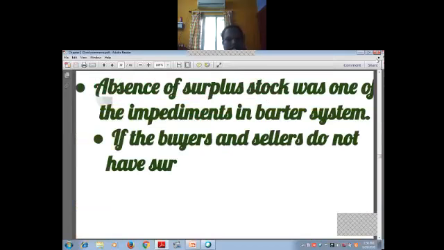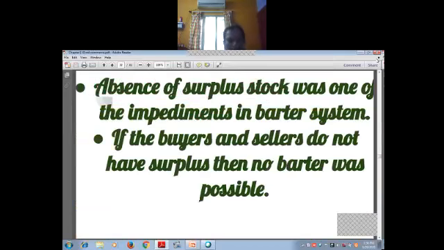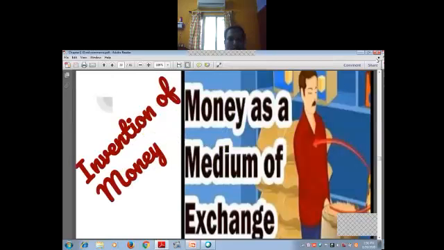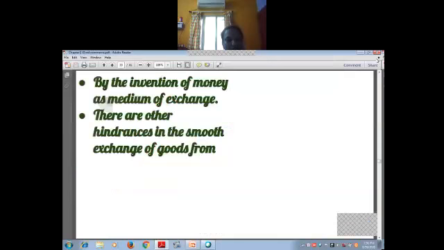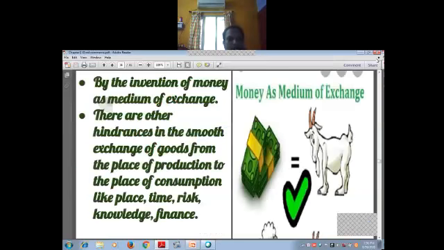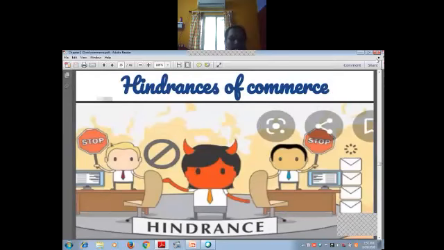Lack of surplus stock. If you have surplus stock only, you can sell the goods. The absence of surplus stock is one of the impediments in the barter system. If the buyer and seller do not have surplus, then no barter was possible. After the invention of money as a medium of exchange, there are other reasons in the smooth exchange of goods from place of production to place of consumption, like place, time, risk, knowledge, finance, everything takes place.